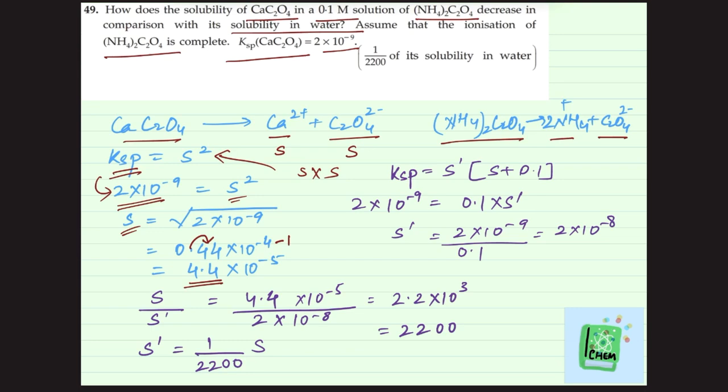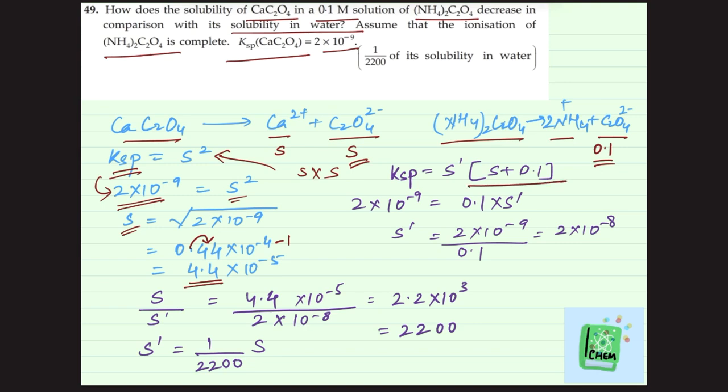Now what happens when ammonium oxalate is added? Ammonium oxalate dissociates to give ammonium and oxalate ion. और यहाँ पे oxalate ion की concentration क्या हो जाएगी? Oxalate ion की concentration हो जाएगी 0.1 mole per liter. Now total concentration of oxalate ion will be oxalate ion from calcium oxalate plus oxalate ion from ammonium oxalate. तो total concentration oxalate ion की क्या हो गई? S plus 0.1 moles per liter.